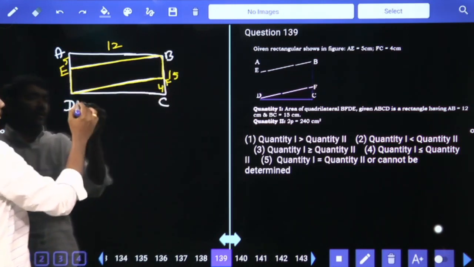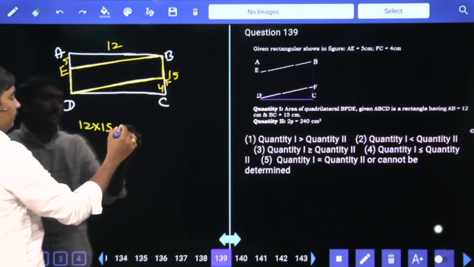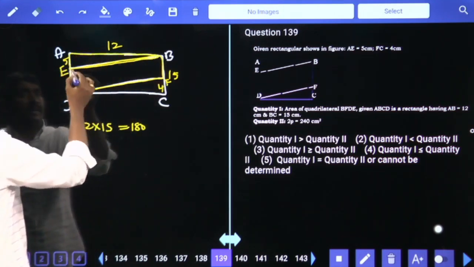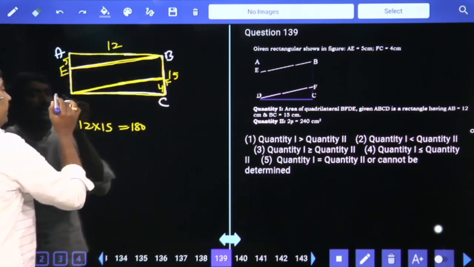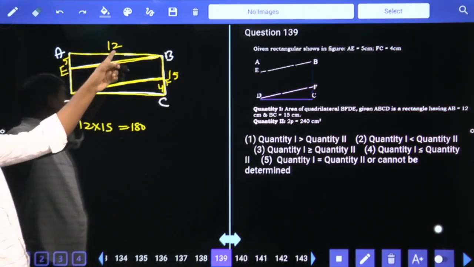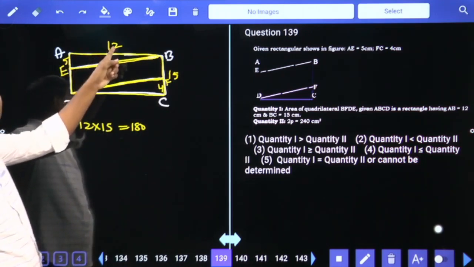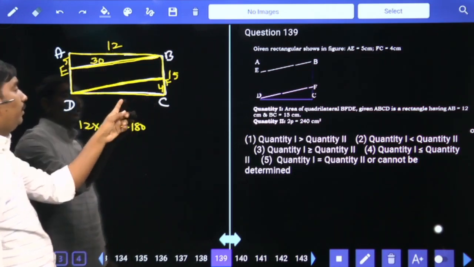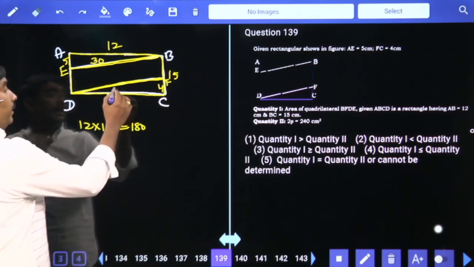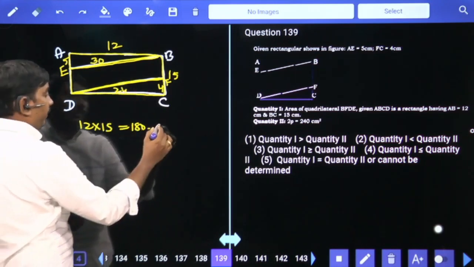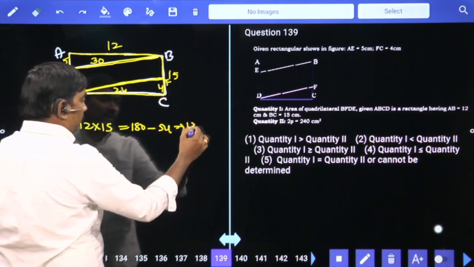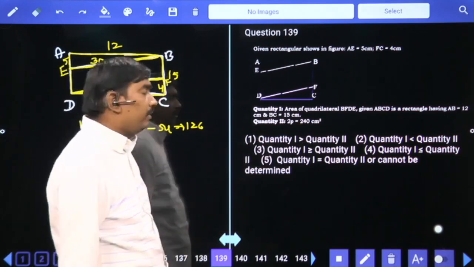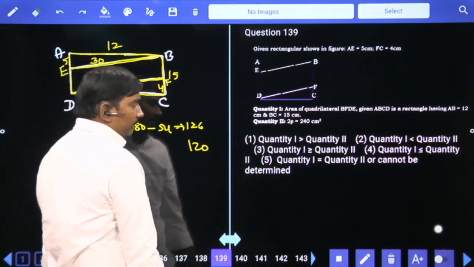Complete rectangle area 12 into 15 is 180, minus these two right triangles. This is one right triangle. This is also one right triangle. Half into base into height. So half into 12 into 5 is 30. This area is 30. Half into 4 into 12 is 24. 30 plus 24 is 54. Nothing but 126. 2 parts value 240, then 1 part value 120. 1 greater than 2 is your answer.